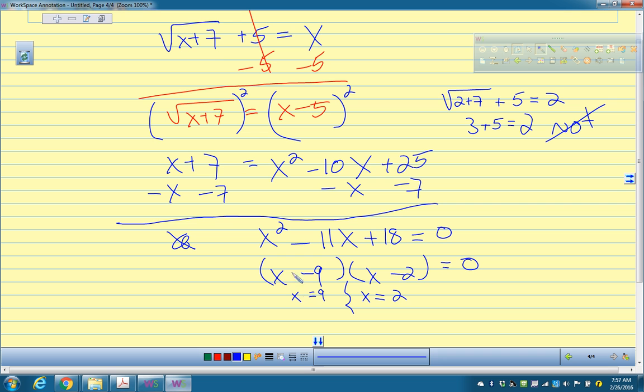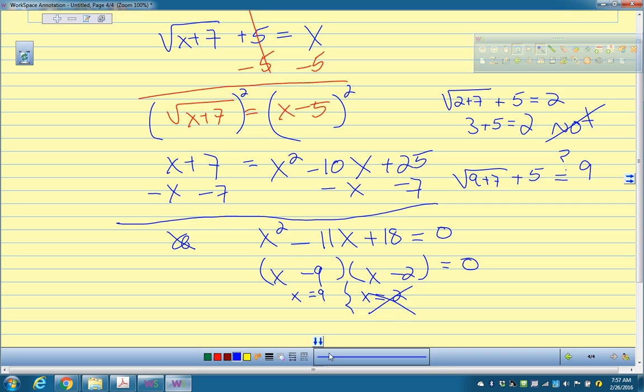Okay? If I plug in 9 in there, right, I get the square root of 9 plus 7 plus 5. Is that equal to 9? 16, square root of 16 is 4. 4 plus 5 is 9, okay?